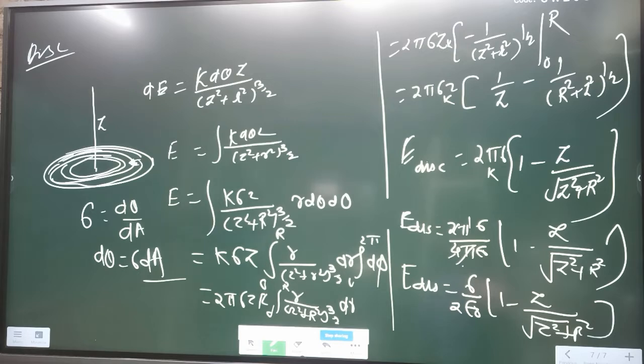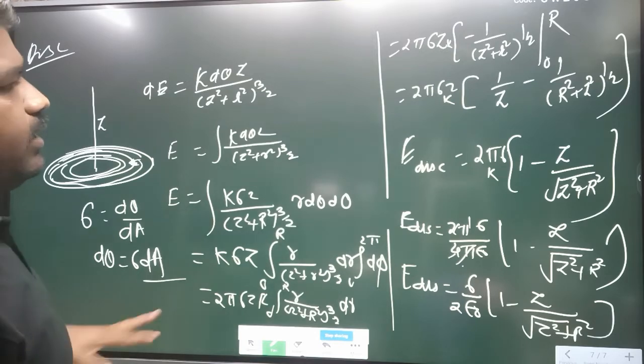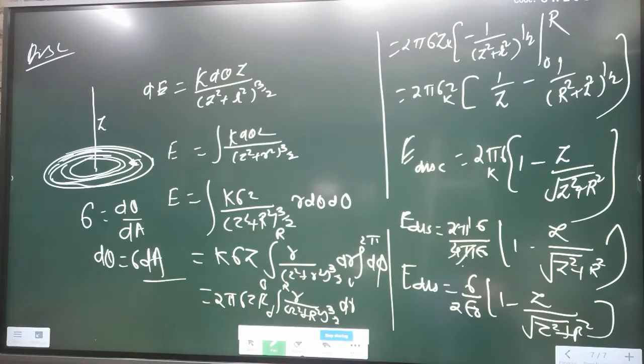R tends to infinity. Up to here, any problem? No sir. R tends to infinity. What is the value of E?